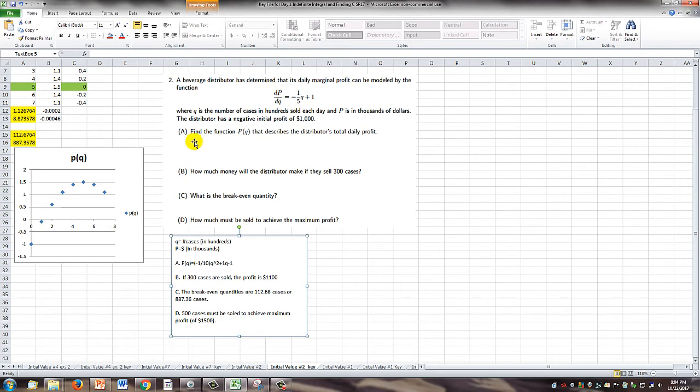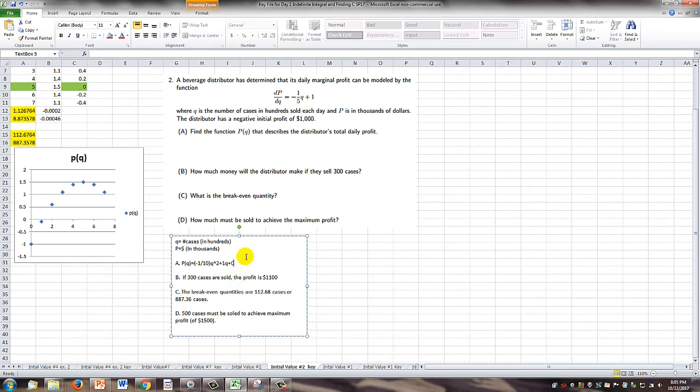Question A says find the function P of Q that describes the distributor's total daily profit. So this is marginal profit, a rate of change, and we want to create a total daily profit function. So that involves taking the indefinite integral. So you're definitely going to have a plus C involved. The antiderivative of negative 1/5 Q is negative 1/5 Q squared divided by 2, which is negative 1/10 Q squared. The antiderivative of 1 is 1Q, and then this is a polynomial, so there would be a plus C.